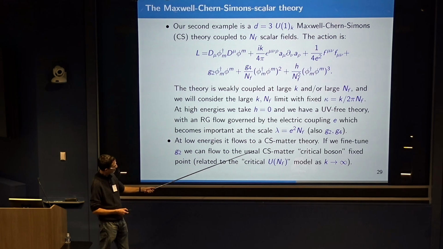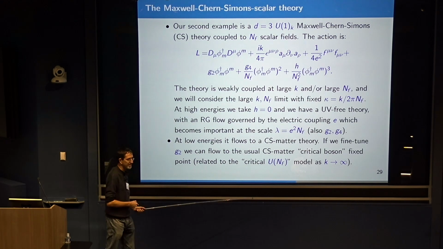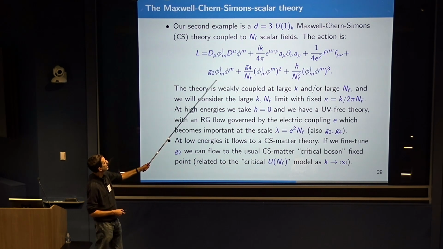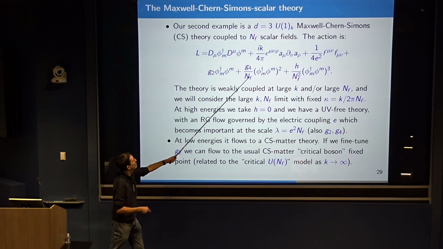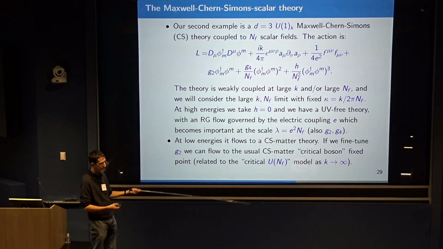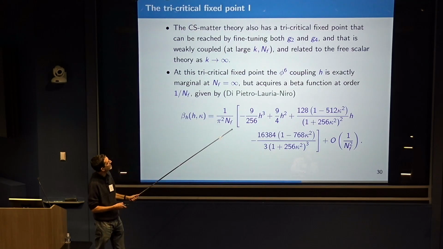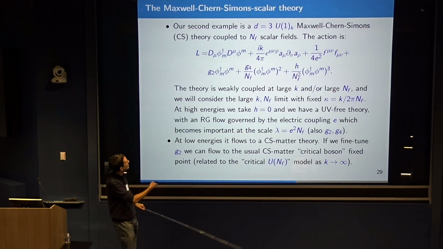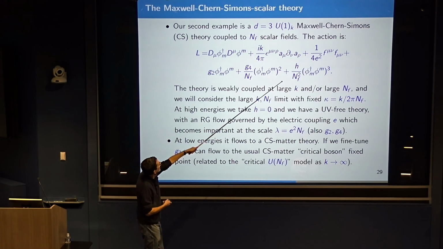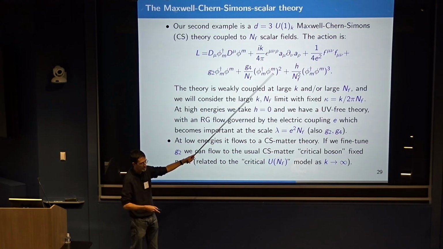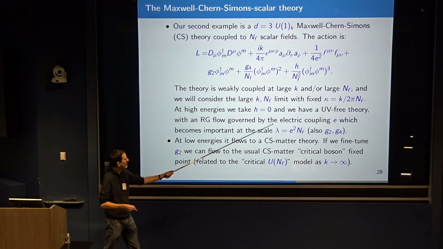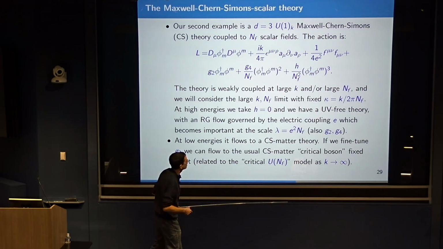But for the purposes of this talk, we're actually not interested in this RG flow, but in the flow where we fine-tune both the phi squared and the phi to the fourth coupling to end up at a tri-critical point. So I should have said that formally, for energies below the scale lambda, the Maxwell term becomes unimportant, and we just have a Chern-Simons matter theory that can be exactly solved in this limit of large k and large NF.